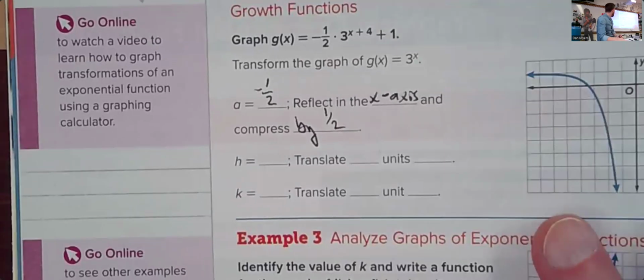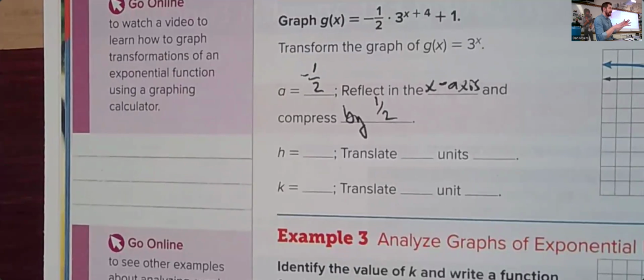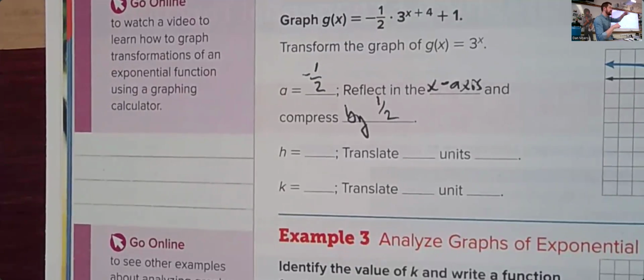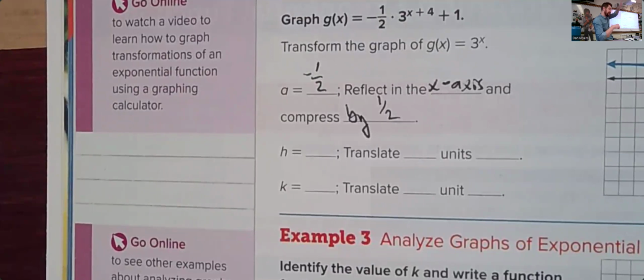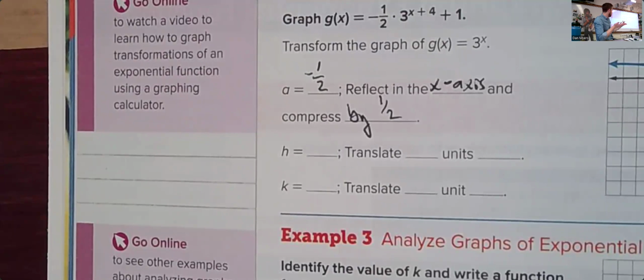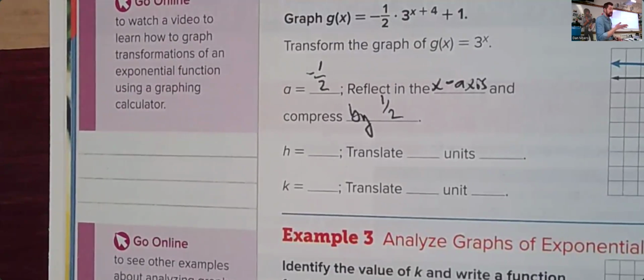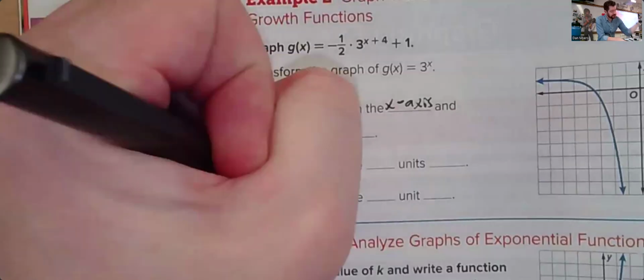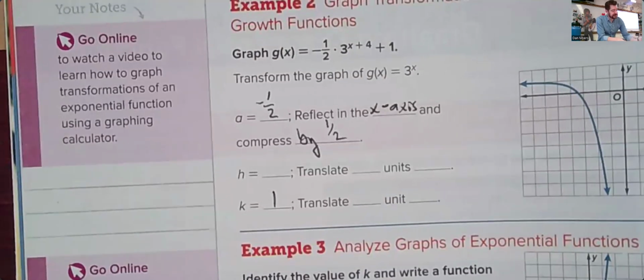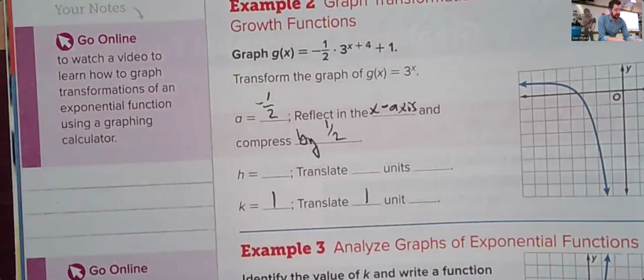All right, now h and k. Think about this for a second. H and k have to do with anything that moves left, right, or up and down. Remember, h is going to be your horizontal shift and k will be your vertical shift. Let's talk about k first. K is always the number that isn't with x. So in this case, that would be the one that is not with the exponent. So what's our value of k here? 1. Okay, k is 1, which means we're translating 1 unit which direction? Up. All right.